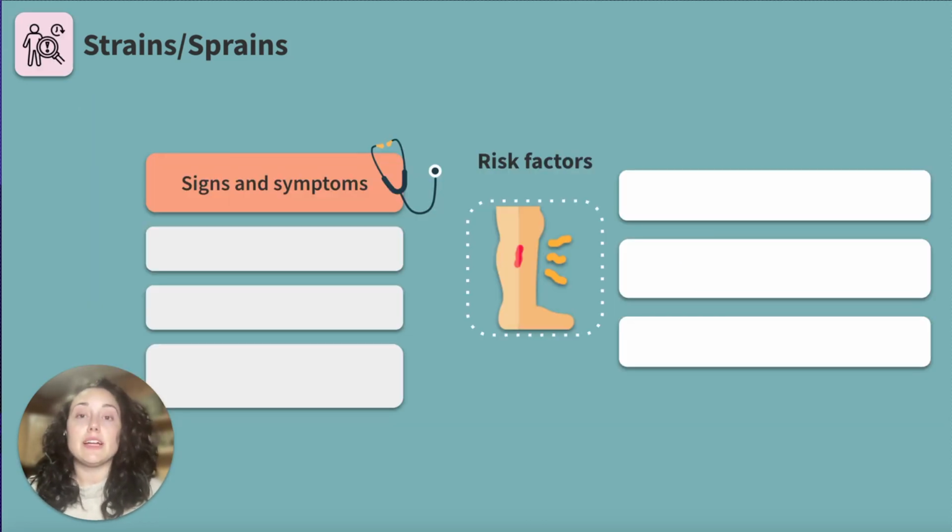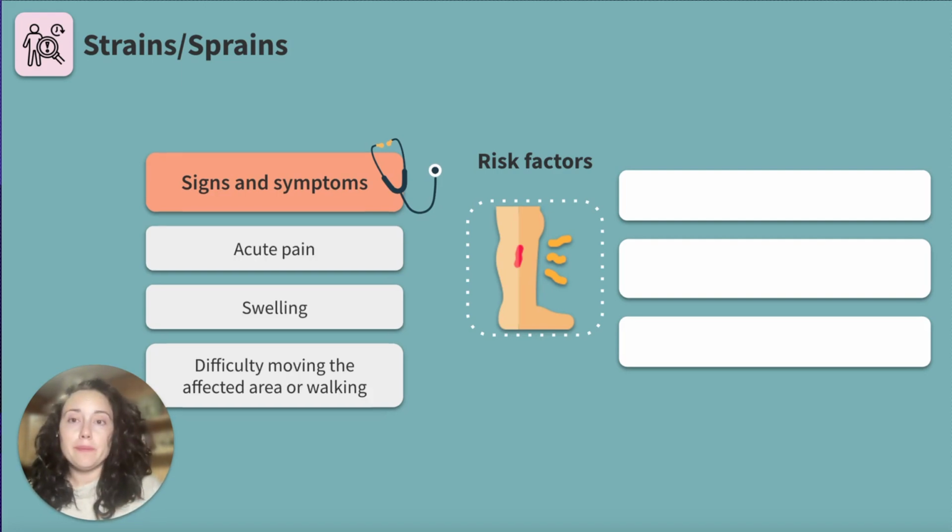Let's talk about how clients with strains or sprains present. As a nurse, how is this assessed? Well, the client will report acute pain. Maybe there's some swelling present on assessment. What else? Well, they'll have some difficulty moving the affected limb.